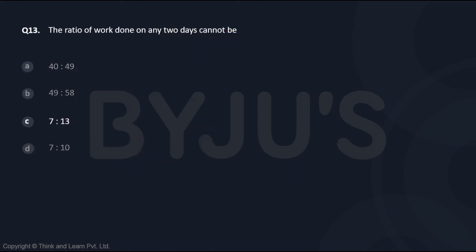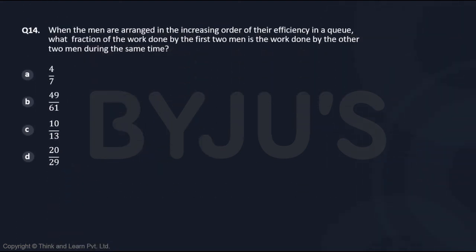7:13, right? So moving on to question number 14. When the men are arranged in the increasing order of their efficiency in your queue, what fraction of the work is done by the first two men, as compared to the work done by the other two men during the same time? So we have increasing order, which means 37, 43, then we have 61 and 79. These are the first two men.